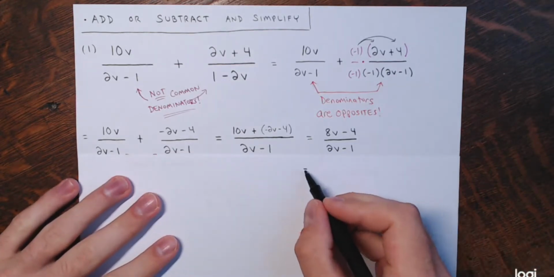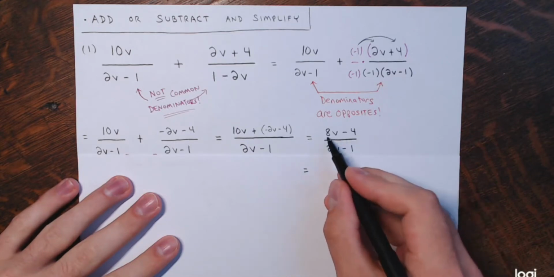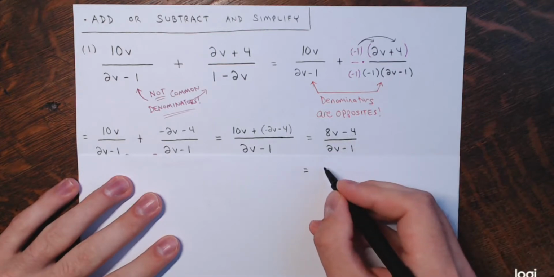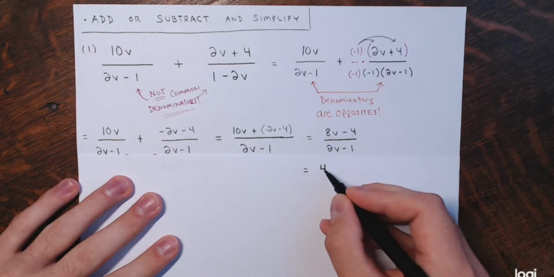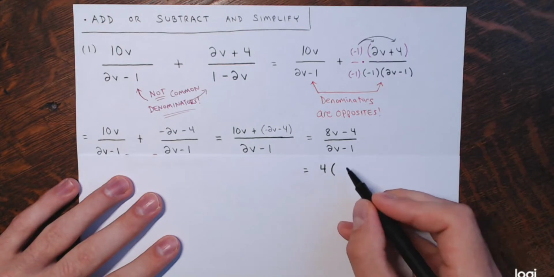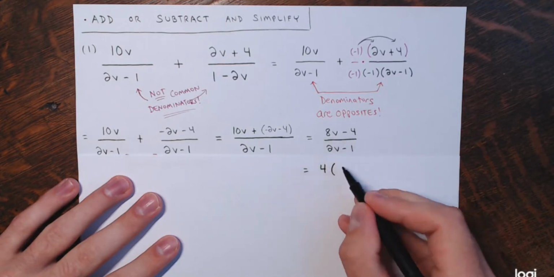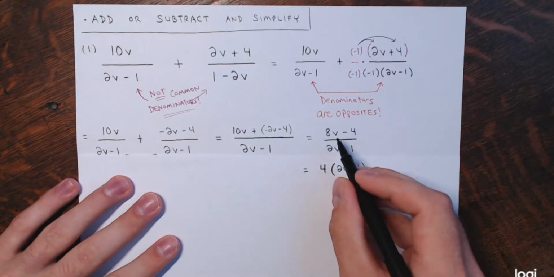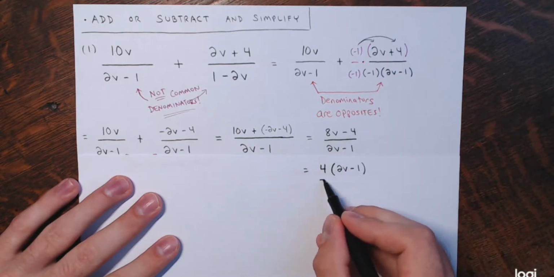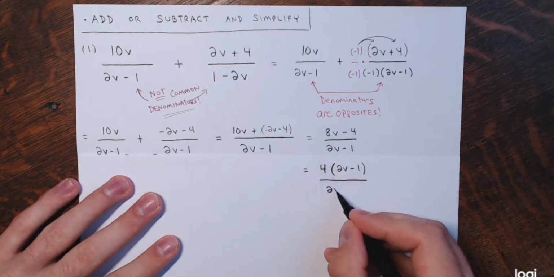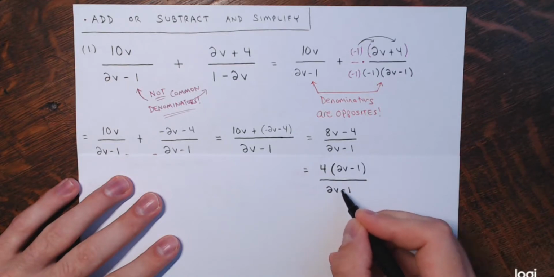Okay, so 8v minus 4. That can factor further, right? There are two terms with a common factor of 4. So I can pull 4 out, and then you could factor 4 further to 2 times 2 or 2 squared if you wish, but I'm going to leave it as 4 for now. And then if I pull a 4 out, I'll have 2v minus 1 left over. And so the two factors of the numerator are 4 and 2v minus 1. And the denominator is just 2v minus 1. And that doesn't factor any further.